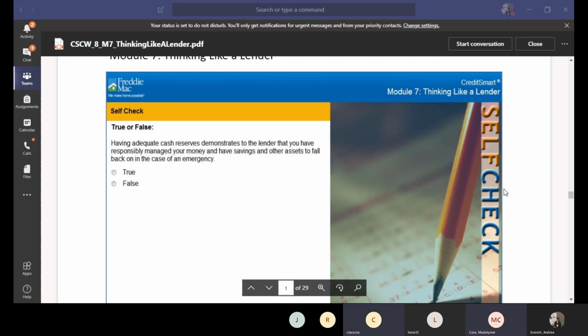Yes, awesome. Good job. Yes, true. Lenders typically look more favorably on your loan application if you will have cash reserves in the bank after closing. Cash reserves demonstrate to the lender that you have responsibly managed your money and have savings and other assets to fall back on in case of an emergency. Good job, guys.